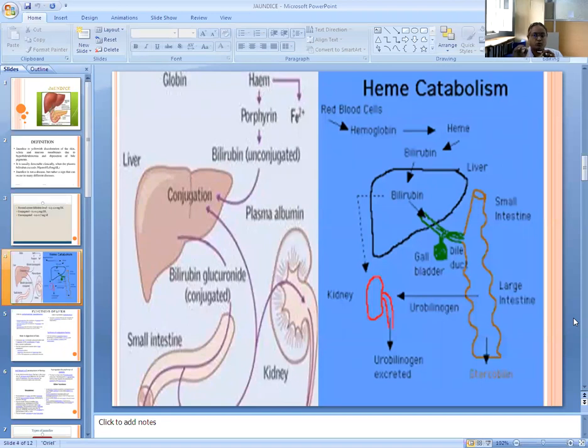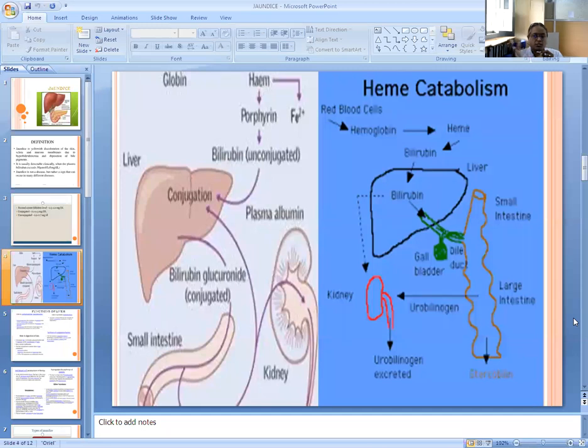This conjugated form of bilirubin is excreted via the biliary system into the intestine, via the gallbladder, cystic duct, common bile duct. Then in the intestine, by the action of bacteria present there, the conjugated bilirubin is again unconjugated, and from this unconjugated bilirubin there is formation of urobilinogen and stercobilinogen.